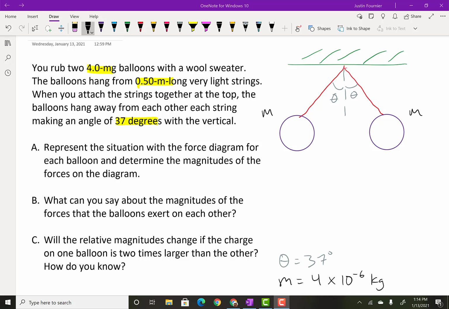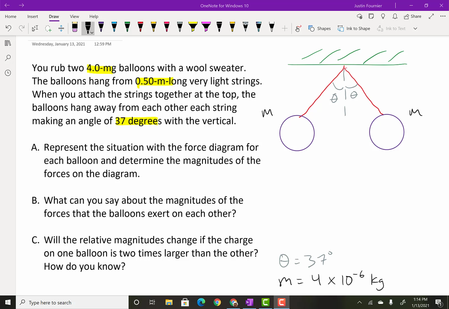Everybody. So I'm making this video on this problem on one of your homework sets. It says you rub two 4-milligram balloons with a wool sweater. The balloons hang from 0.5 meter long very light strings. So the strings are massless, we don't have to worry about them.